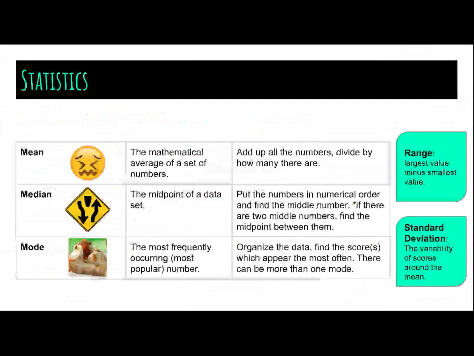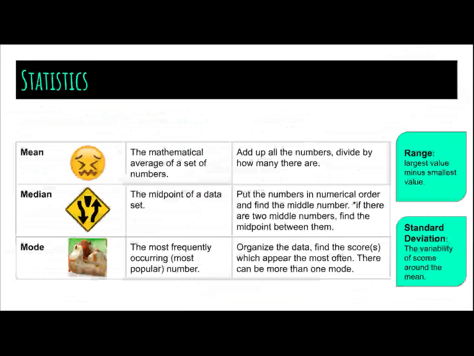Finally, the mode is the most popular number. I put a piece of apple pie a la mode, since it's the most popular kind of pie in America, to remind us that the mode is the most popular score. If I want to find the mode, I'll put all my data in order and simply look for the score that appears the most often. There can be more than one mode.